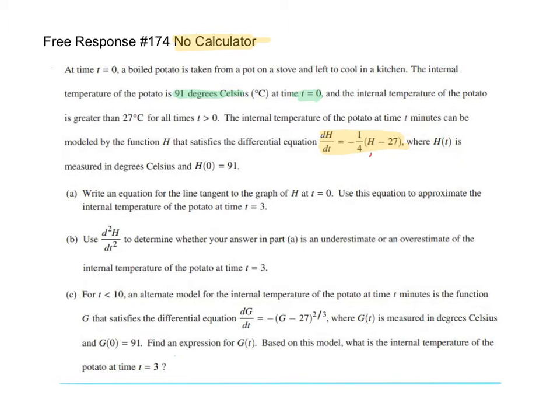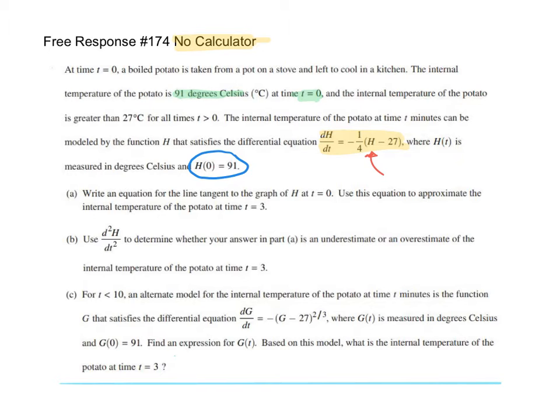The derivative is defined by the original function value. So if you think of this function as a y function, then its derivative has a y in it. So this is a good case for what we'll call our separable differential equations when the time comes. And then the last part of the question just tells us that h is measured in degrees Celsius. And here's that initial condition again written out explicitly: h of 0 equals 91. So that's the setup for the problem.